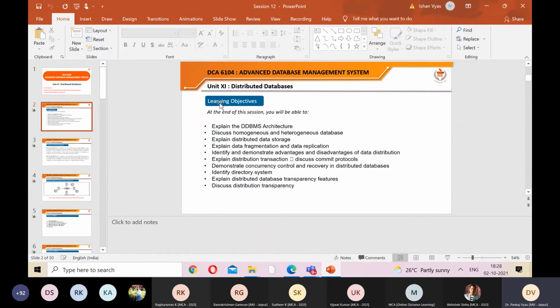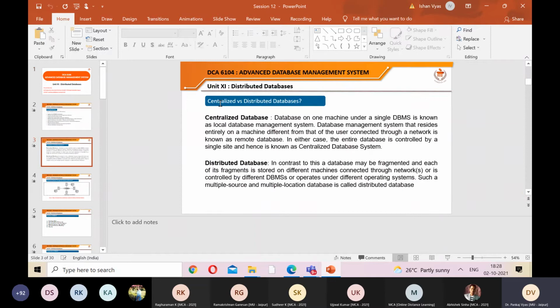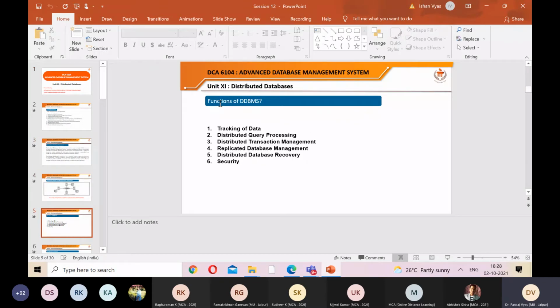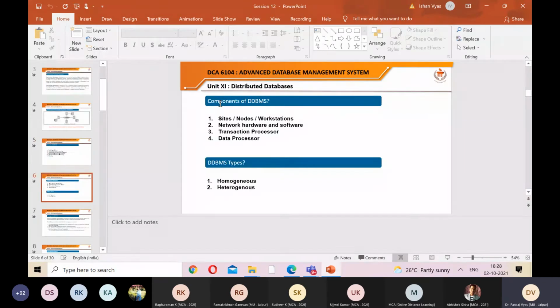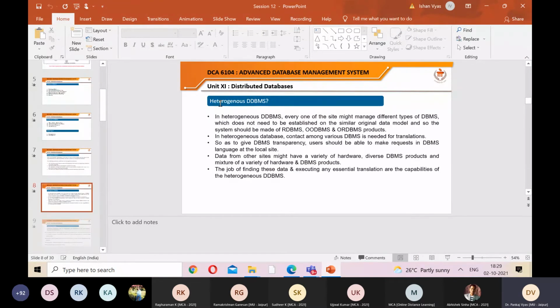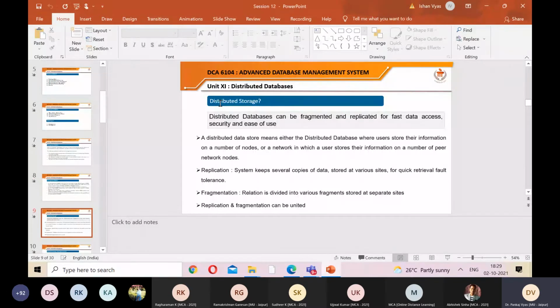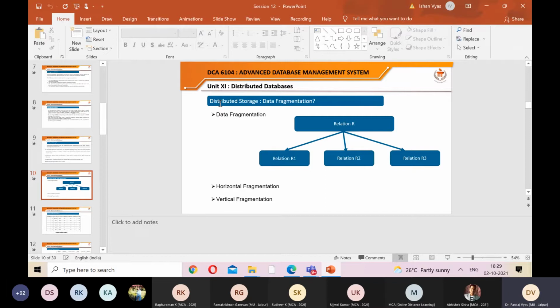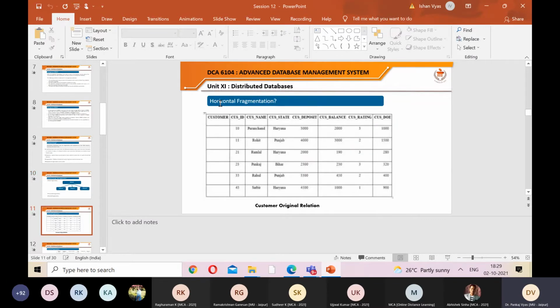So centralized database and distributed database, what is the difference? Functions, components, types of distributed database: homogeneous, heterogeneous. What is homogeneous? What is heterogeneous? Distributed storage: this is a relation R where you have data fragmented. Relation R can be divided into multiple relations. It may be vertical fragmentation, it may be horizontal fragmentation. Many students have asked questions on that also.